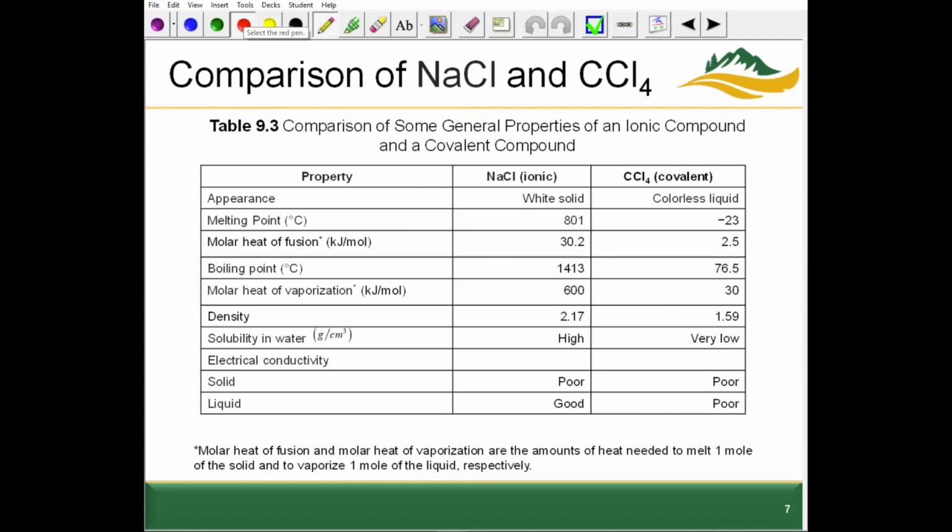And so here's this Table 9.3 that just compares an ionic compound to a covalent compound. Carbon tetrachloride has covalent bonds between the chlorine and the carbon. Again, we'll practice drawing a lot more Lewis dot structures here in chapter 9. We're just getting familiar with the types of Lewis dot structures and what we might see as far as bonds between two atoms.